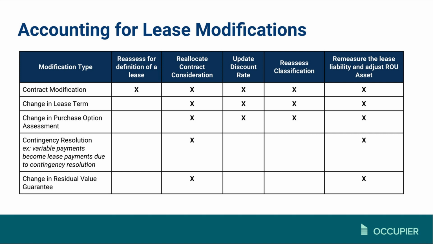When I look at the contingency resolution here, that is for if an incentive you were unsure was probable and in your control until it actually happened, so that contingency was resolved, you would not update your discount rate. Versus if you had a change in your lease term, like in my example, you extended it or maybe you decreased it, you would update that discount rate. So depending on the change in that contract, you're going to do slightly different things.